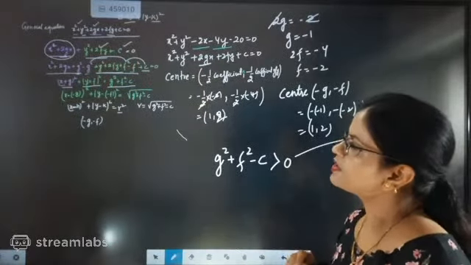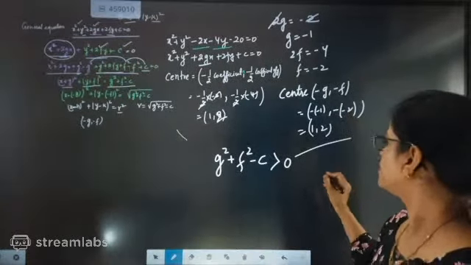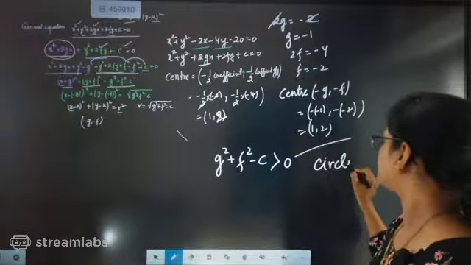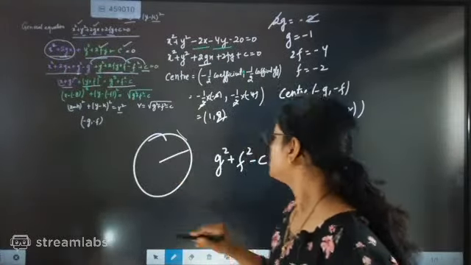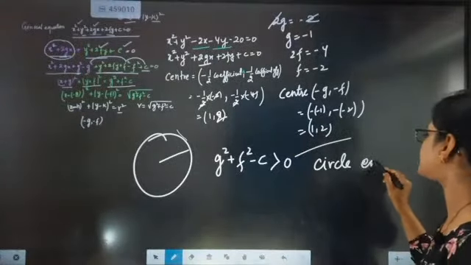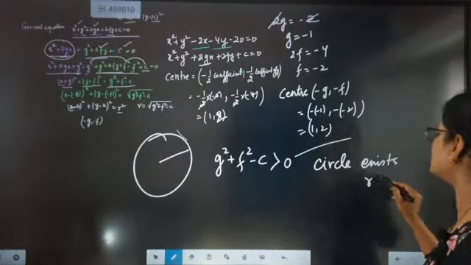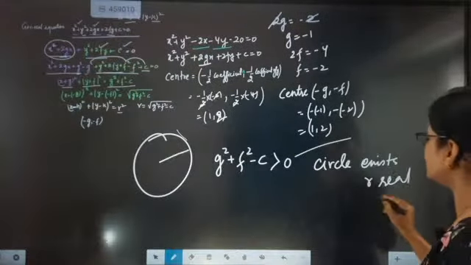If this part is greater than 0, then the circle exists. And why? Because then the radius will be real. We will be getting a real radius.